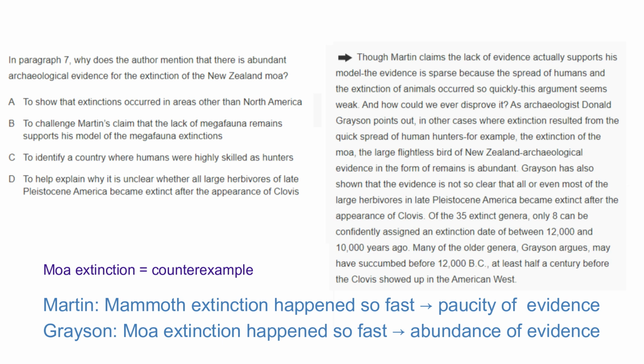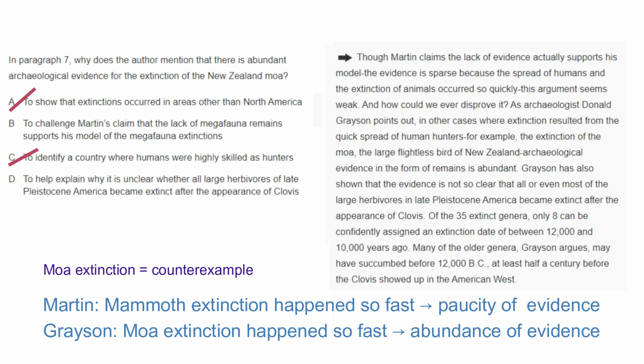A. To show that extinctions occurred in areas other than North America. This is not the purpose. B. To challenge Martin's claim that the lack of megafauna remains supports his model of the megafauna extinctions. B is precisely what we are looking for. C. To identify a country where humans were highly skilled as hunters. C is not relevant.